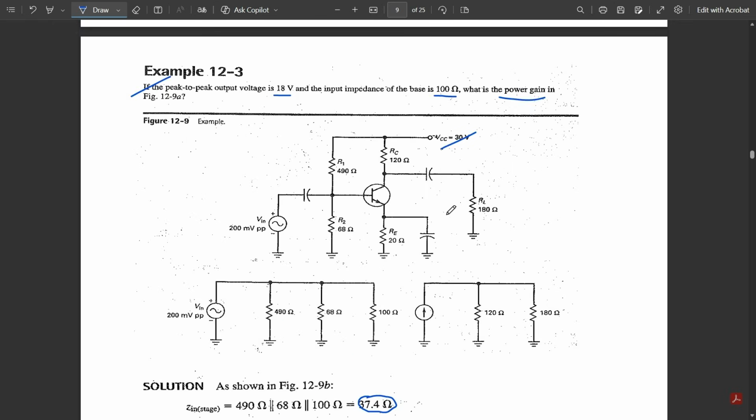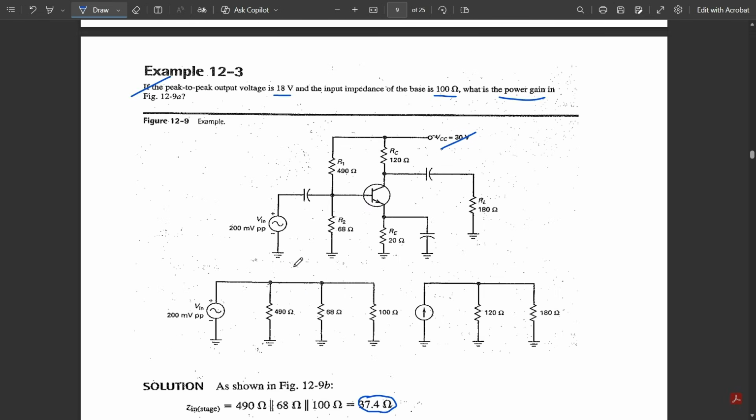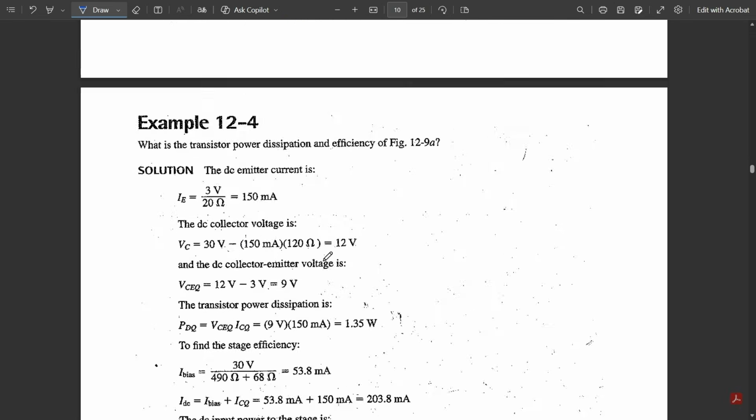Okay, so from this figure, 20 ohm is the emitter resistance, and 3 volt would be coming from the calculation with respect to the peak to peak value generated. So that is 3 volt divided by 20 ohm. IE is equal to VE divided by RE. So this is 150 milliamps, the emitter current.